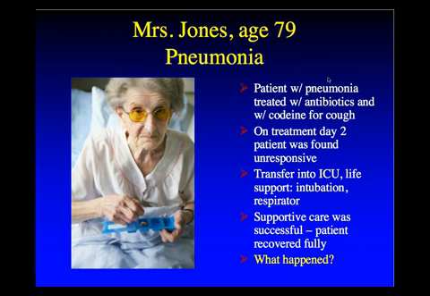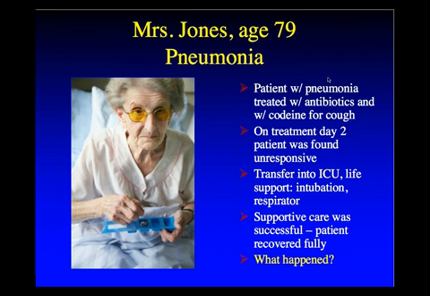So Mrs. Jones is 79 years of age. She has pneumonia. She's been treated with antibiotics with codeine, and codeine is a great cough suppressant, and so it's used more often as a cough suppressant than as a pain reliever. On treatment day 2, she is found unresponsive, so she's not had a whole lot. She's had maybe 15 milligrams every 3 hours or something like this. And she's unresponsive, and she's transferred into the ICU.